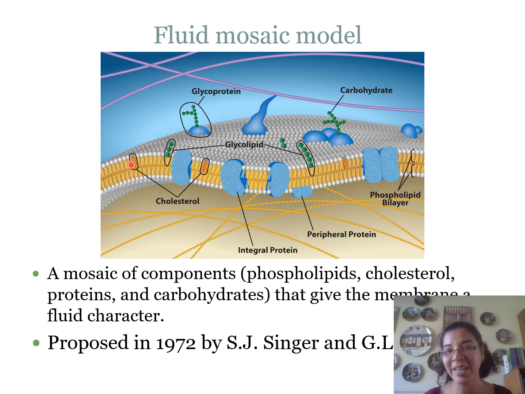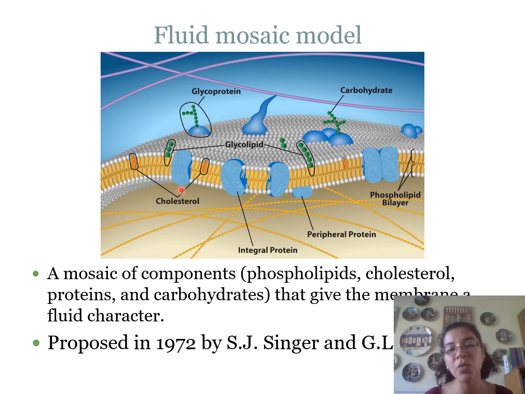We have the phosphate heads, which are hydrophilic. They like water, they interact well with water. And then we have these lipid tails, two lipid tails that are hydrophobic, that repel water. They don't interact well with water. Again, these are carbon chains of carbon and hydrogen. So we have the phospholipid bilayer, which is the main component of the cell membrane.